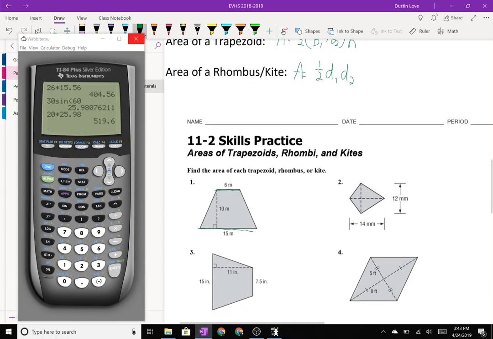So let's go ahead and jump into these. It doesn't matter which one you pick as B1 or B2. And on your assignment, you're also going to see it set up this way: B1 equals, B2 equals, H equals, and then area equals. I'm just going to be filling these in as we go. So here, base 1 is 6, base 2 is 15, the height is 10, and the area is 1/2 times 6 plus 15 times 10. So here my area is 105 meters squared.